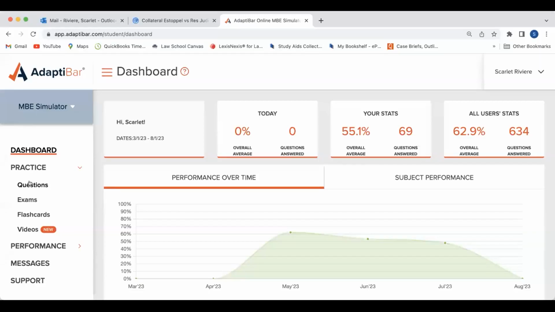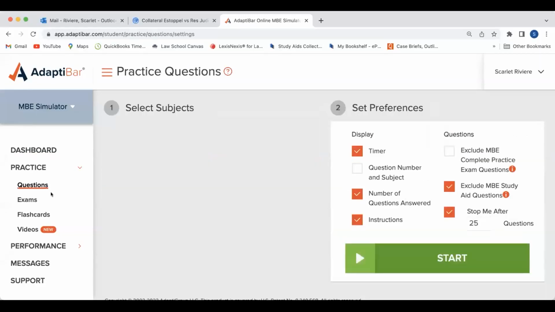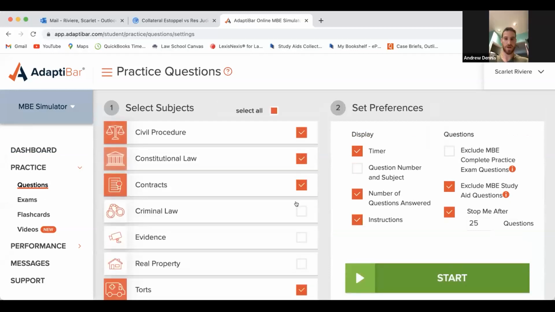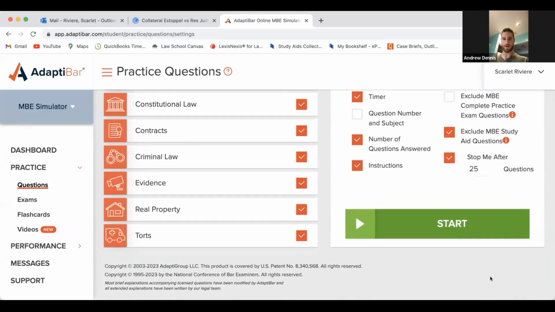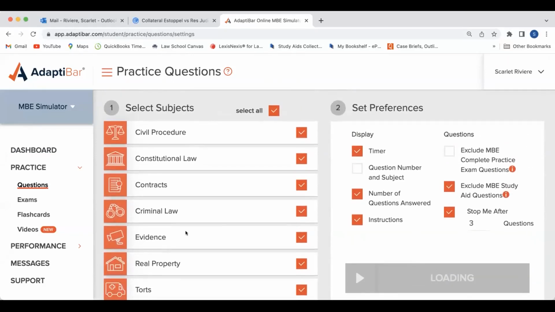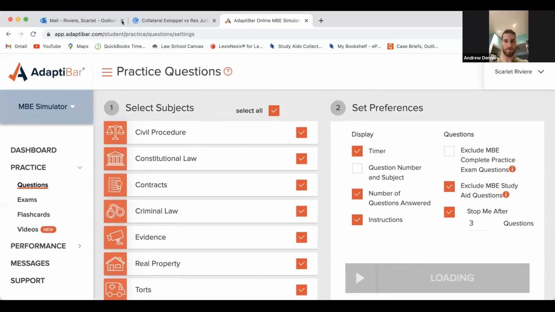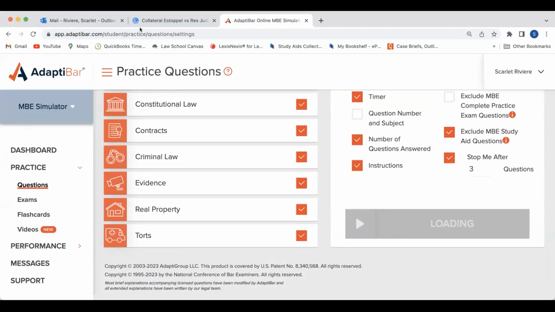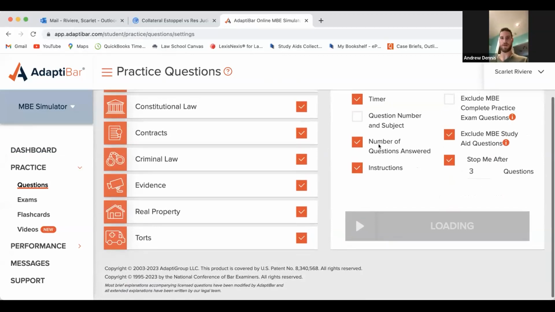Give me 1 second. I'm just trying to open the thing on the Zoom. Can you guys see my screen? Yeah, if you just press questions and do 3 questions, all subjects, and we'll call it a day after this. Is it working? It's loading. No, it's still loading. This is Adaptabar.